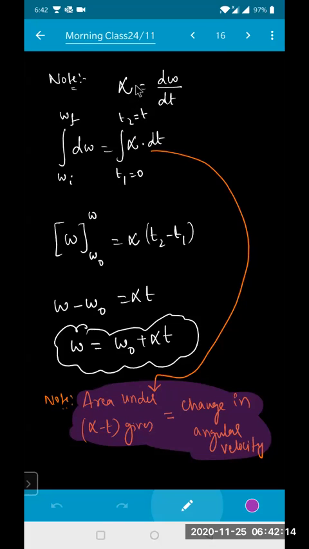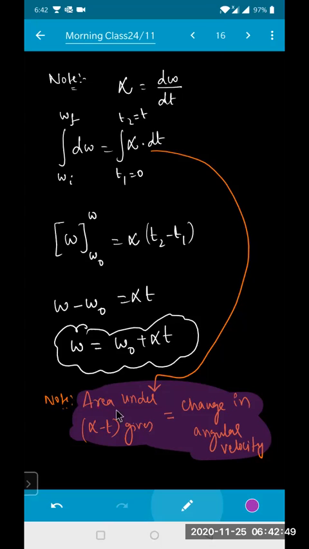The same way, alpha is equal to d omega by dt. By integration, the calculus method will also give the same relation. Integral of d omega is equal to integral of alpha into dt. Integrating from initial to final, initial is omega naught, final is omega. Alpha is a constant, bring it out. Integral of dt is nothing but t. Substituting upper limit minus lower limit, t2 minus t1, where t2 is t and t1 is 0, it is alpha into t. Substituting the limits on the left, omega minus omega naught. So I'm getting omega is equal to omega naught plus alpha into t.